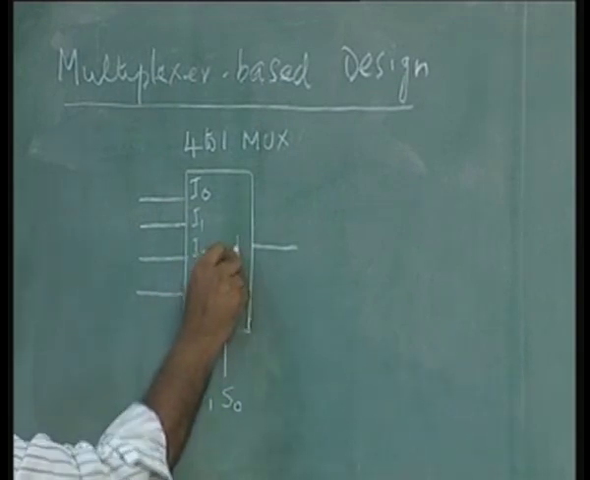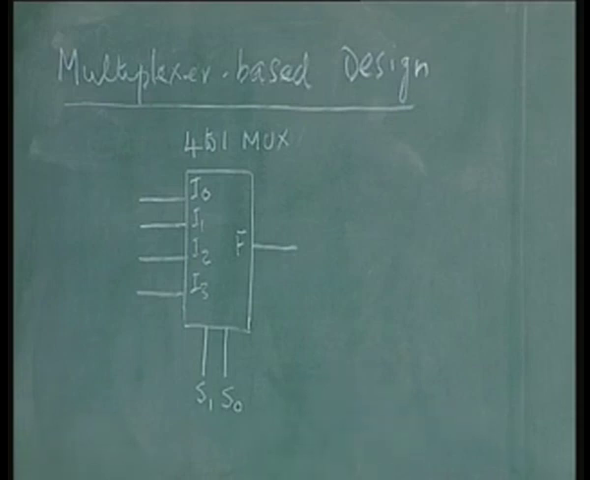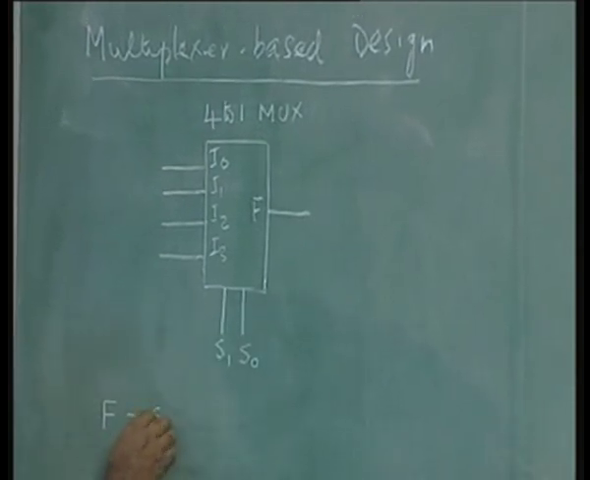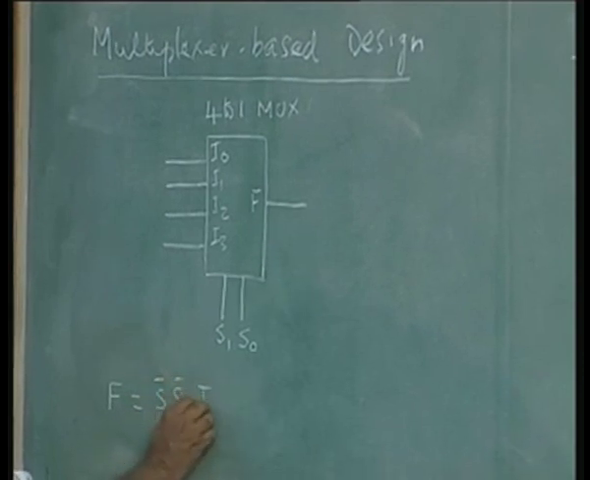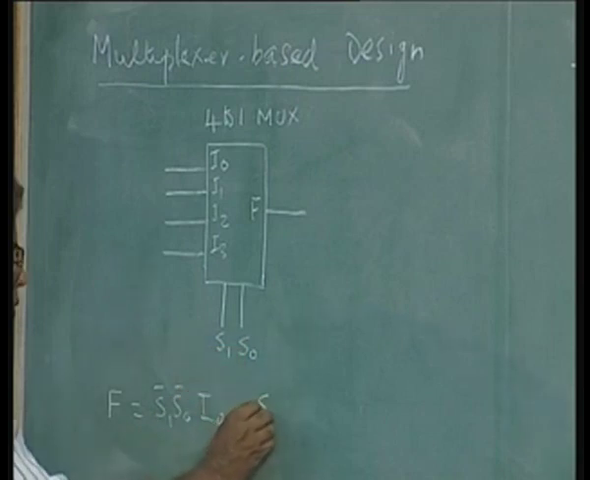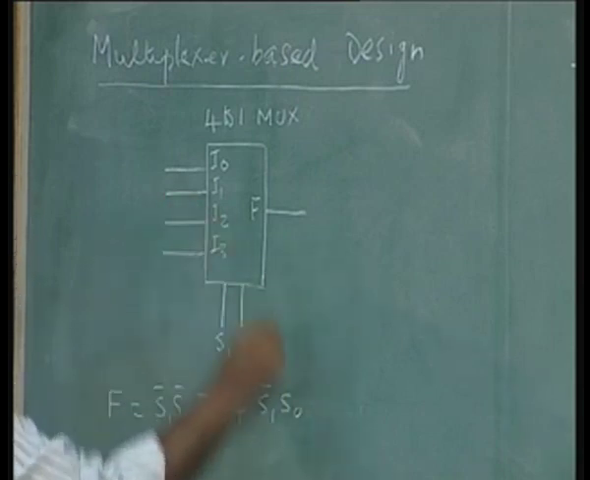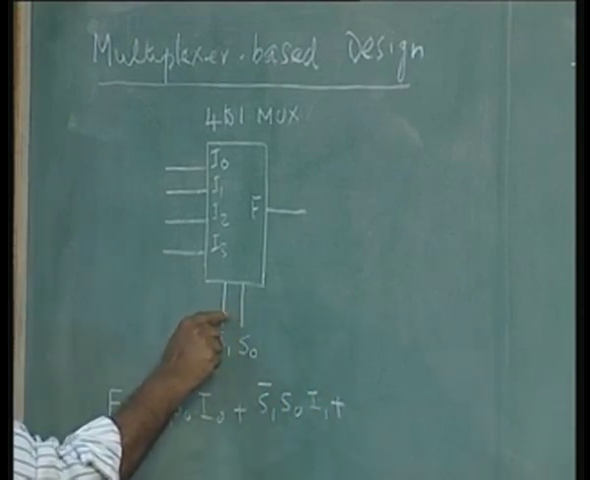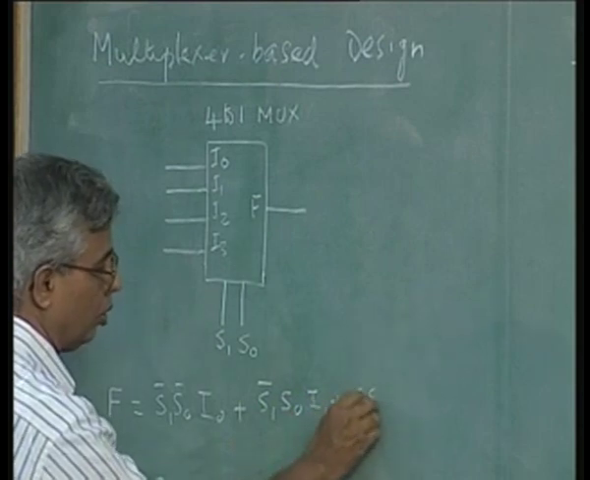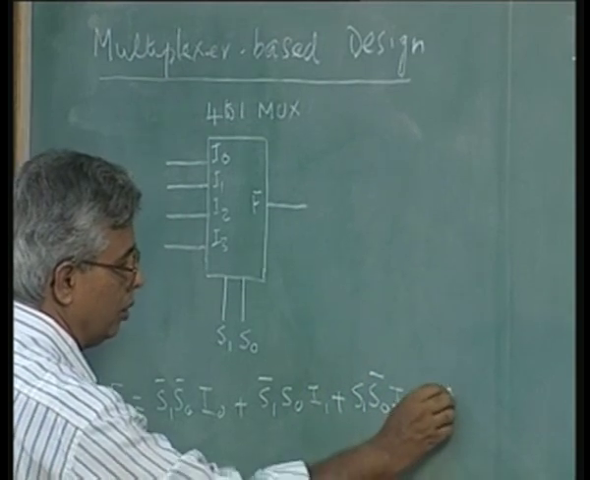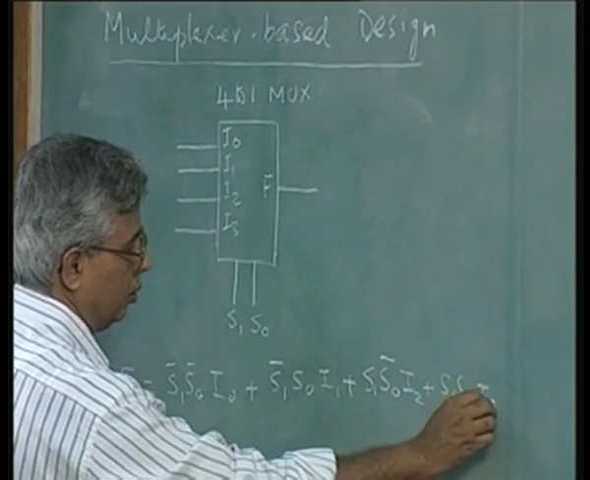On the output F, we can write the function F as I0 if both S1 and S0 are 0 or low. So, that is S1 bar, S0 bar, I0, or if it is 0, 1, that is S1 bar, S0, then it is I1 which is the output. Then if the input is 1, 0, that is S1, S0 bar, output is I2, and finally when both are 1, output is I3.